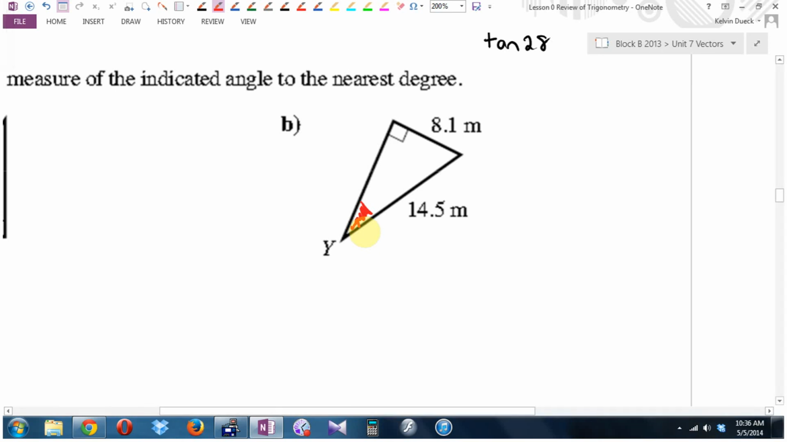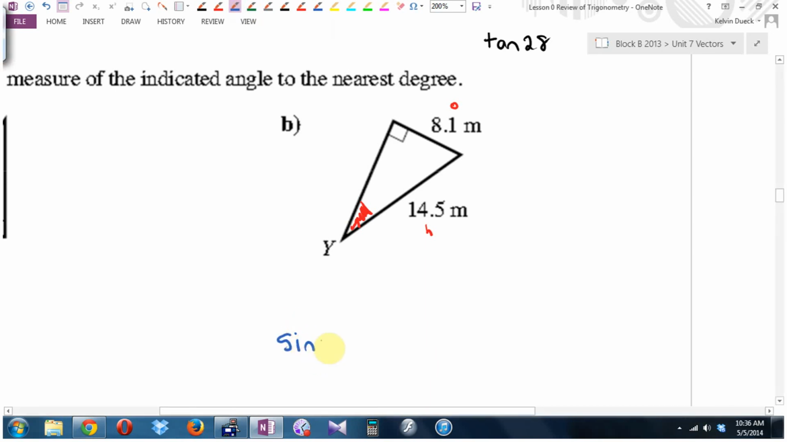Redeem yourself, Dom. That 8.1, opposite, adjacent, or hypotenuse? How about that 14.5? For a second I was going to say adjacent, and I went, no, it is the hypotenuse. Which trig function? Sin is when you swear in my class. Sin is when you're late for my class. What do we call it really? Sine.